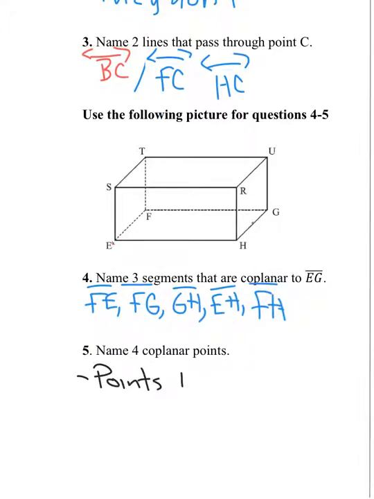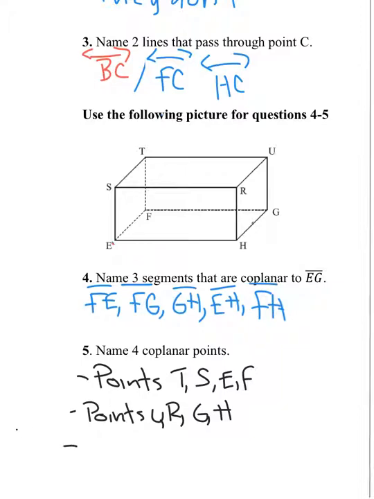So I could have TS, EF. I could have points UR, GH. I could have, you could also have points E, F, G, H, and those are just a couple. There's obviously each face has a possibility, but coplanar, just all in the same plane.